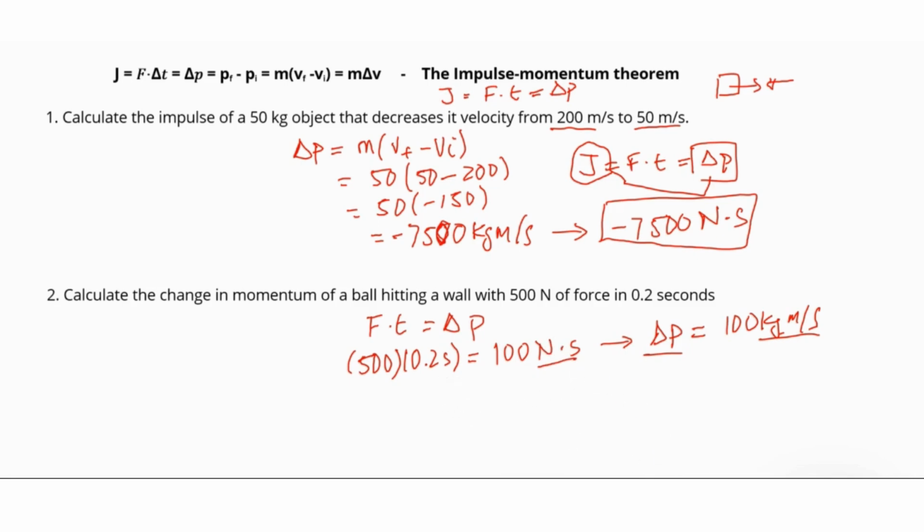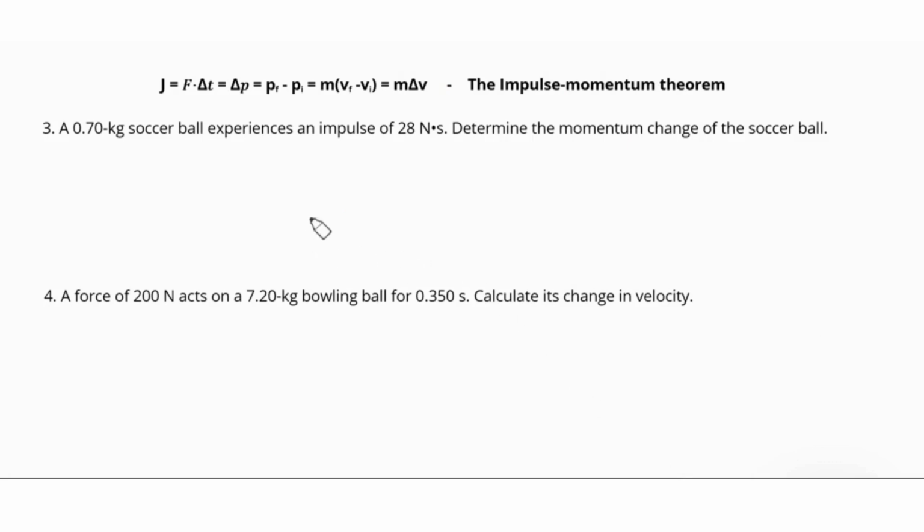Okay, let's look at some more examples. A 0.7 kg soccer ball experiences an impulse of 28 newton seconds. Determine the momentum change. I hope you realize there's no math needed to be done here at all. If the impulse was 28 newton seconds, then the change in momentum will also be 28 newton seconds. So the change in momentum, my delta p, would equal 28 kg·m/s. Okay? Really, really simple. No math was needed here.